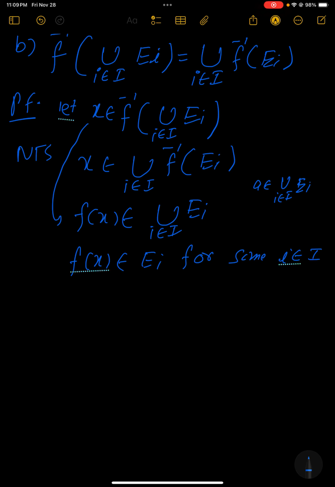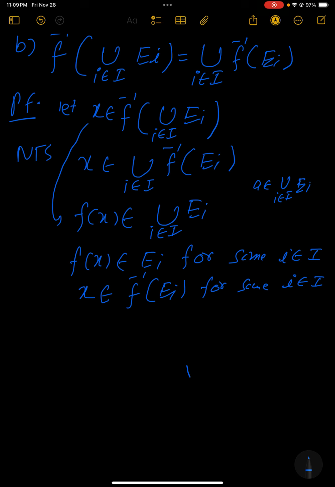If it was an intersection, this means that f of x belongs to ei for every i belonging to I. But now, since an element belongs to the union, it will belong to one of the sets. It can belong to both, but the minimum requirement is that it belongs for some i. Now what does this mean? f of x belongs to some ei means x belongs to the f inverse of ei for some i.